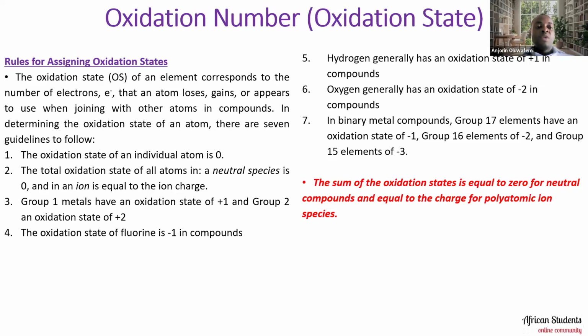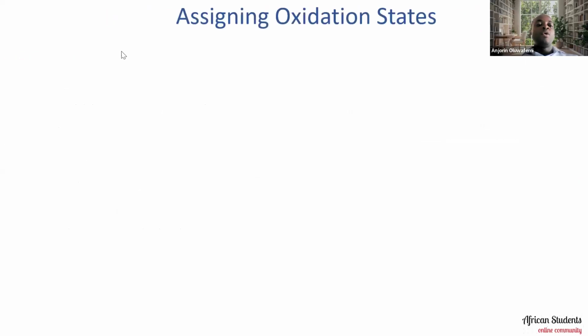I've said this before when I was talking about guideline number 2. So the sum of the oxidation states is equal to 0 for neutral compounds, and it is equal to the charge for polyatomic ion species. So we've touched on this earlier. So we can move along now and look at assigning oxidation states.